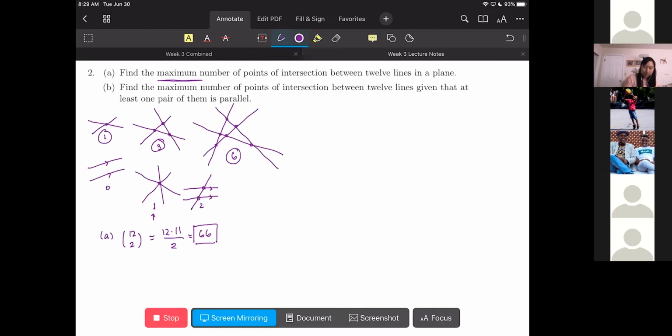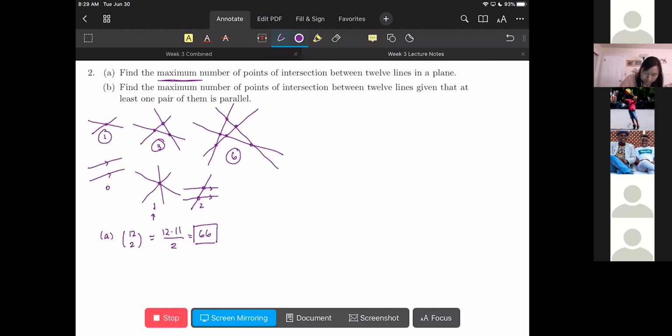All right, so let's look at problem B, which is very similar. It says find the maximum number of points of intersection between 12 lines, given at least one of the pairs is parallel. Any ideas on this one? If one of the pairs is parallel, it means that they won't intersect. So you just have to do 66 minus 1, which will give you 65.